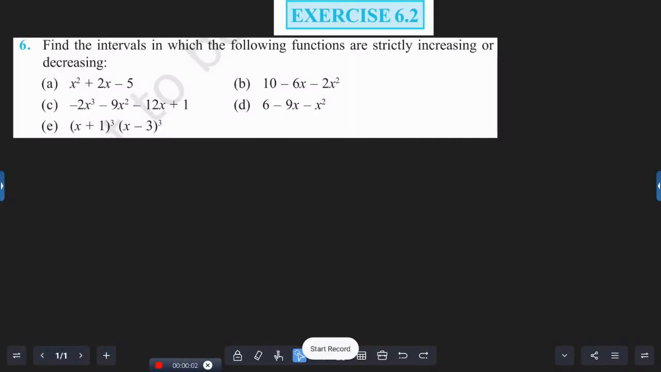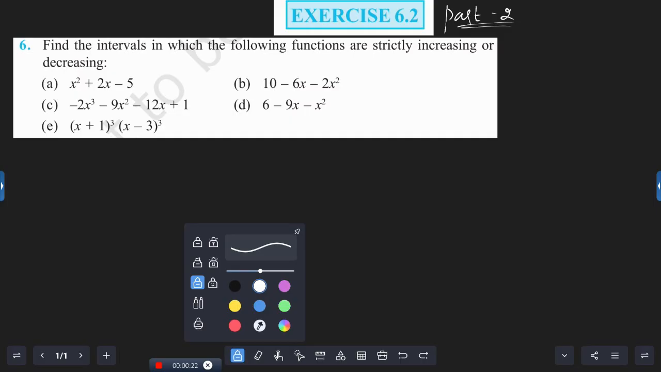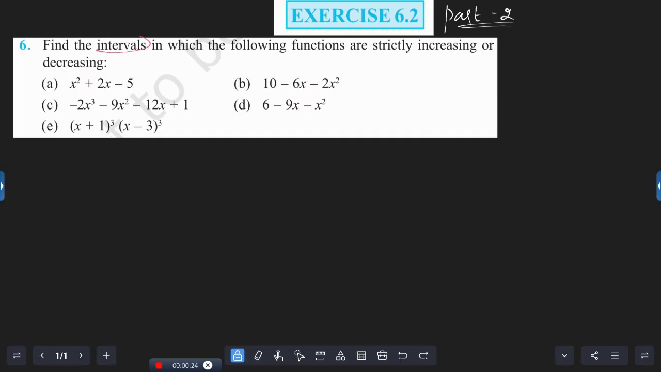Children, listen. Exercise 6.2, continuation of the previous video. We have already uploaded 5 questions in the video, number 1 in exercise 6.2. Part 2 we are going to do. Part 2 in exercise 6.2. Right, listen, find the intervals in which the following functions are strictly increasing or decreasing. Increasing or decreasing.